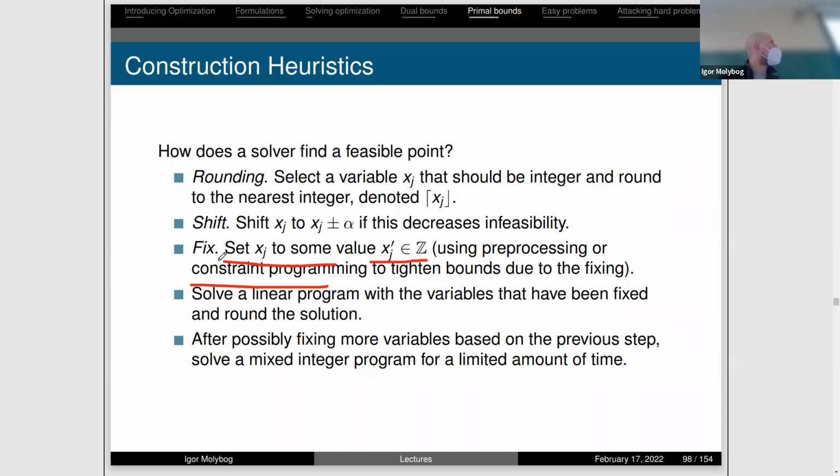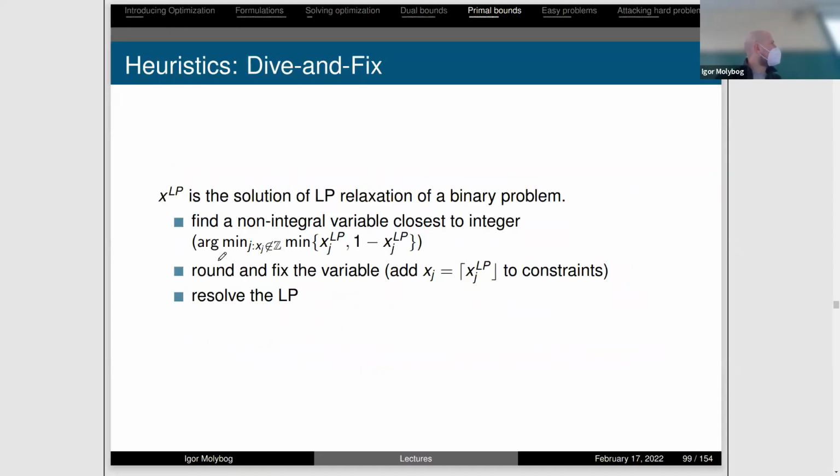An extremely important tool. Let us look into more examples of how these construction heuristics work. The first example is the dive and fix. What I will be discussing here mostly focuses on integer programming or binary programming problems, but it's very easy to extend this formulation to mixed integer programming problems. I will not stop on that, but I assume that it's obvious to you. If it's not, please let me know.